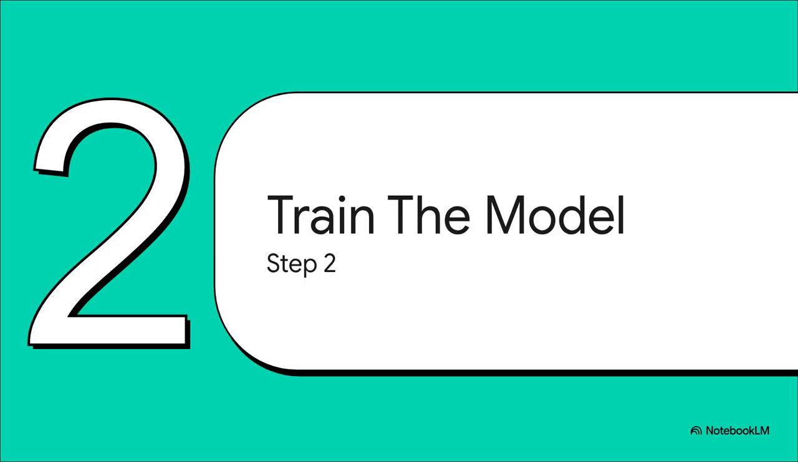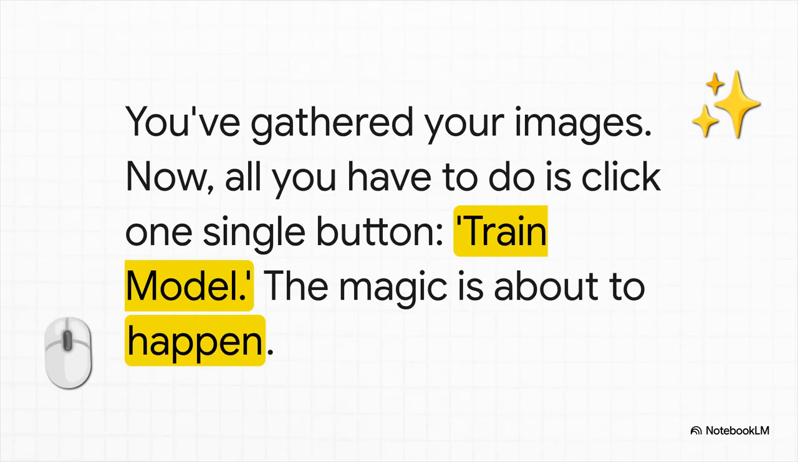Okay, our data is gathered and sorted. Now it's time for the really exciting part, training the model. This is where the magic happens. This is where the computer actually starts to learn. You've got your happy faces, you've got your sad faces, and now all you have to do is click one single button. Train model. Go on, click it. This is the moment our machine starts turning into a smart little AI.